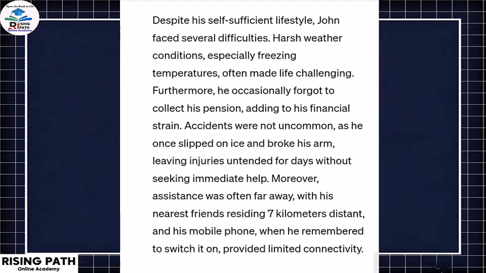Accidents were not uncommon, as he once slipped on ice and broke his arm, leaving injuries untended for days without seeking immediate help. Moreover, as you can see, linking words are coming time and again. Moreover, assistance was often far away, with his nearest friends residing 7 kilometers distant, and his mobile phone, when he remembered to switch it on, provided limited connectivity. So the words of this summary are almost 134, as the passage is not very lengthy. So we have done the summary, and now we are going to recheck and edit it.